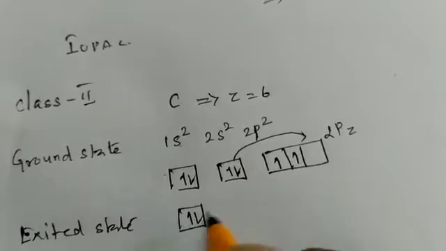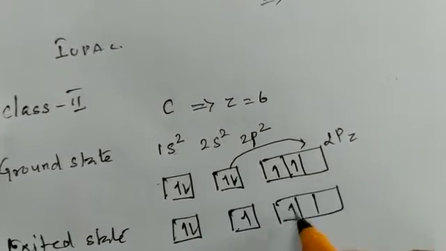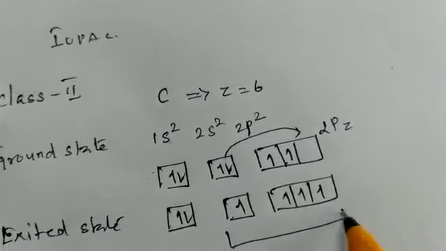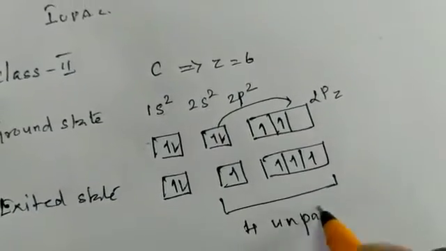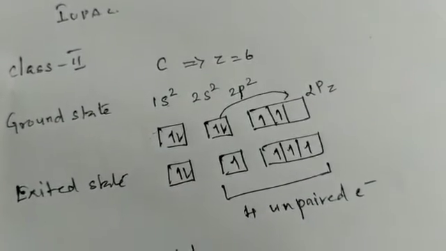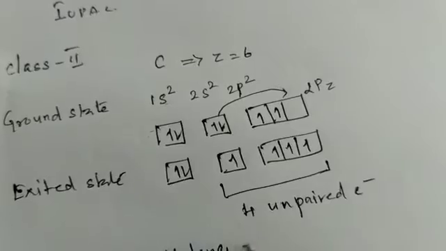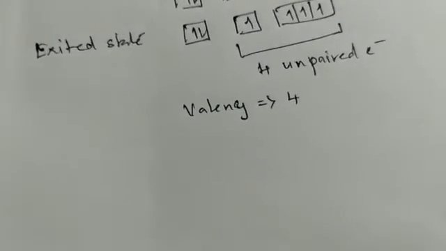So, 4 unpaired electrons are possible. Therefore, its valency is 4. The valency of carbon is 4.